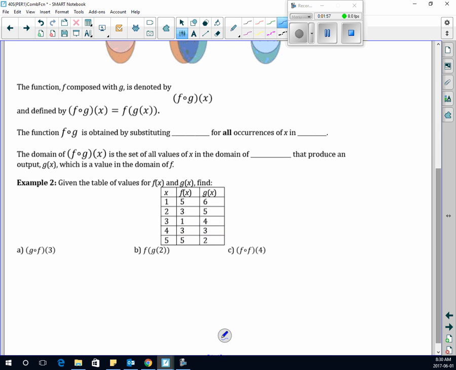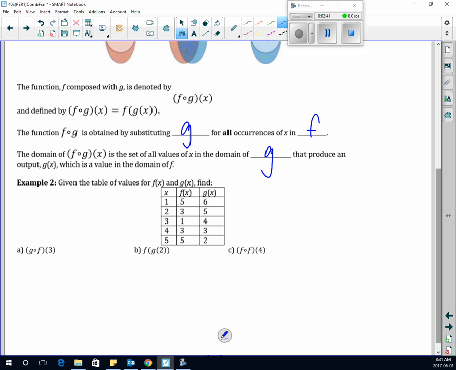The function f composed with g is denoted f open circle g of x, and that's the same thing as f of g of x. The function f of g is obtained by substituting g for all occurrences of x in f. The domain of f of g of x is the set of all real numbers x in the domain of g that produce an output g of x, which now has a value in the domain of f.